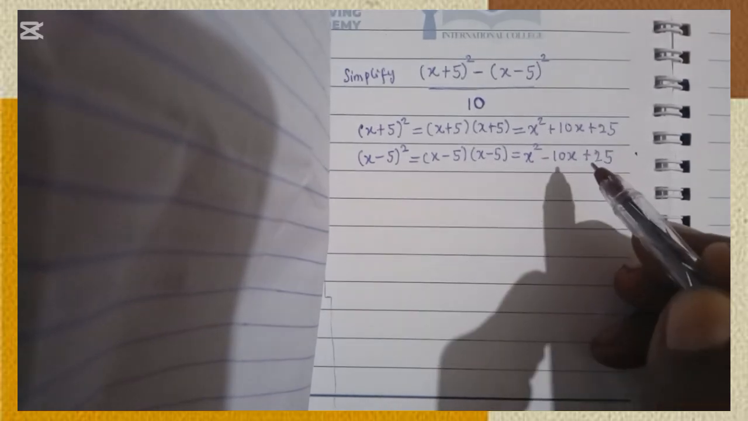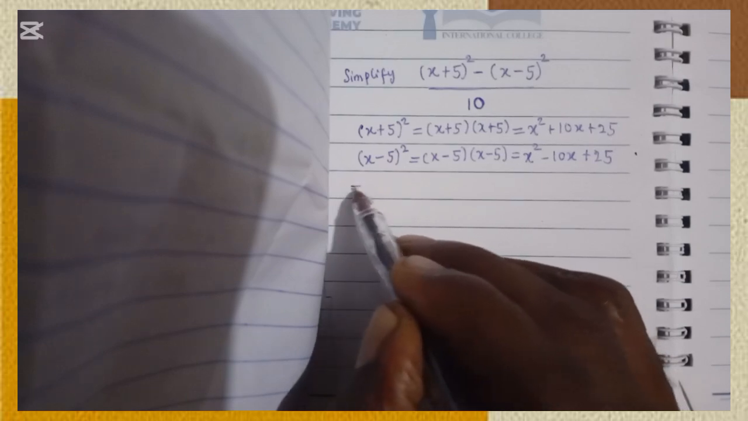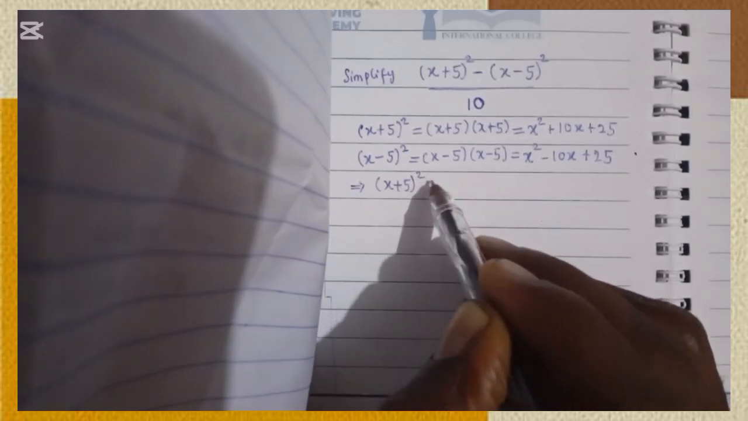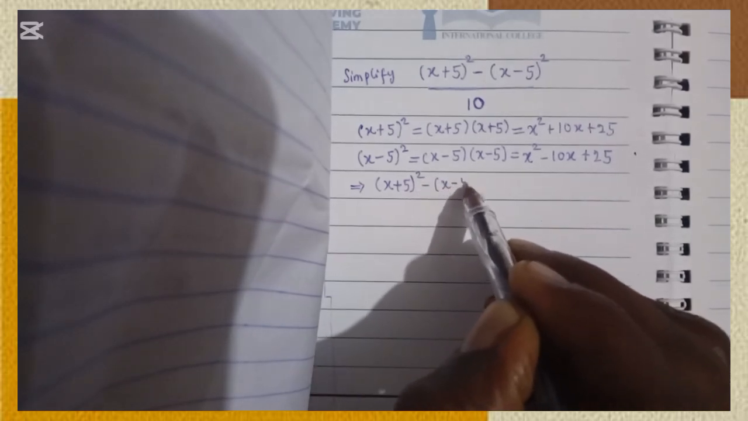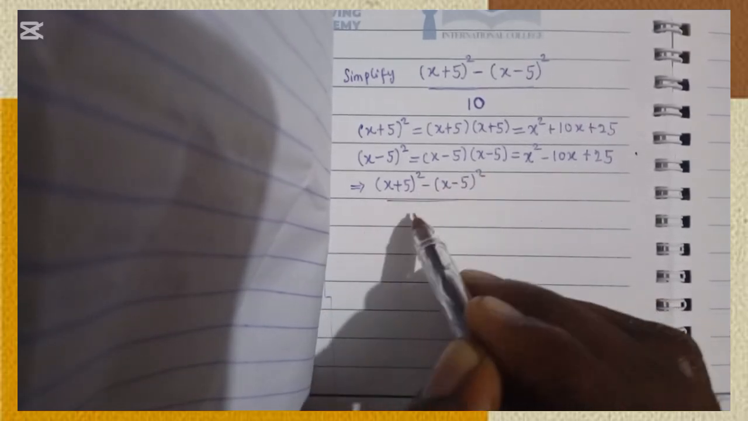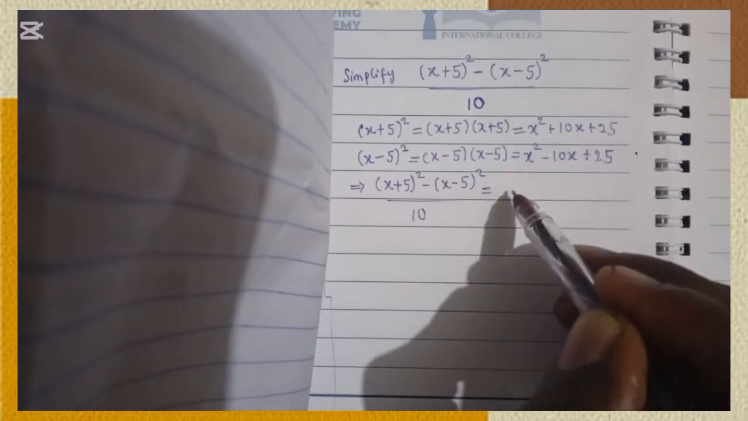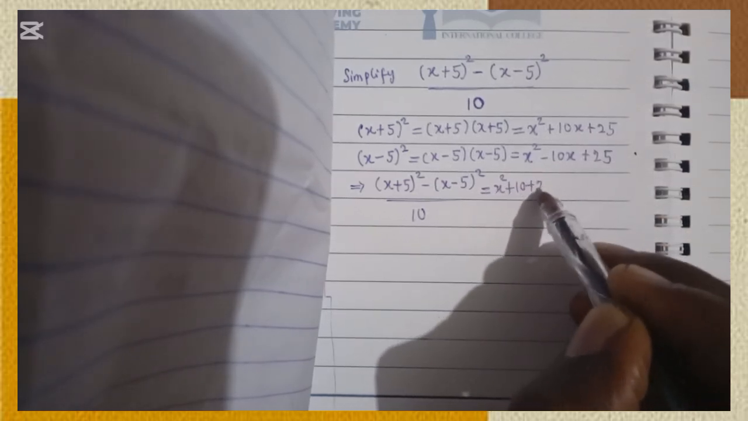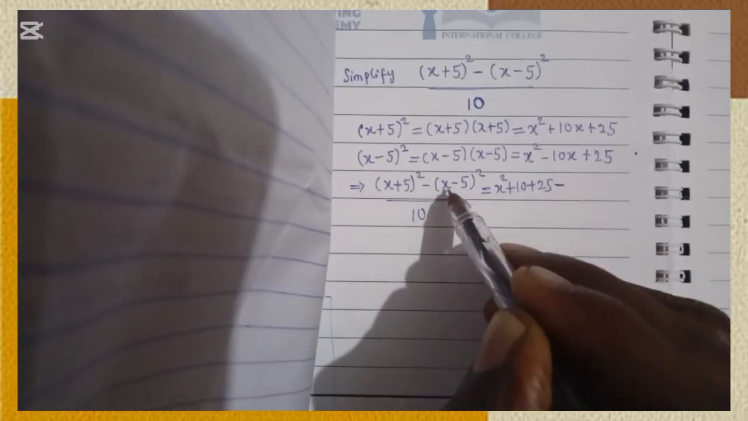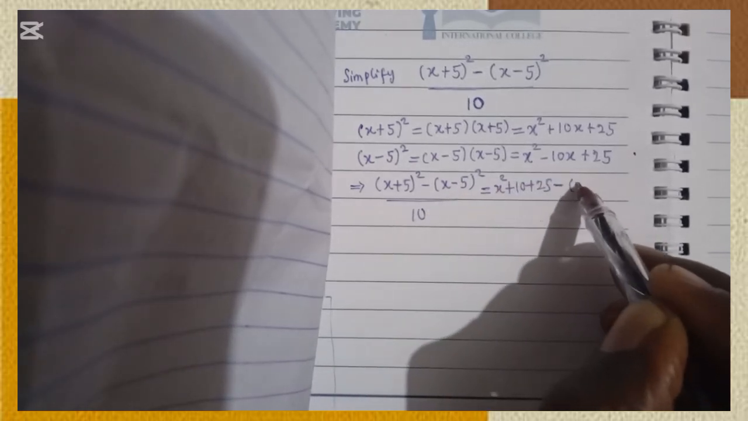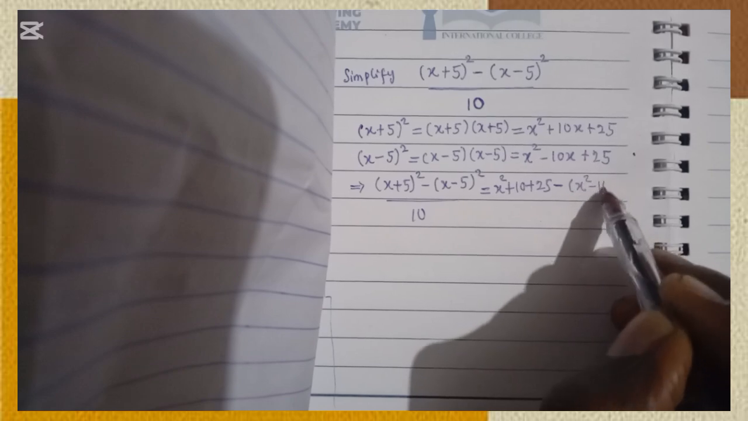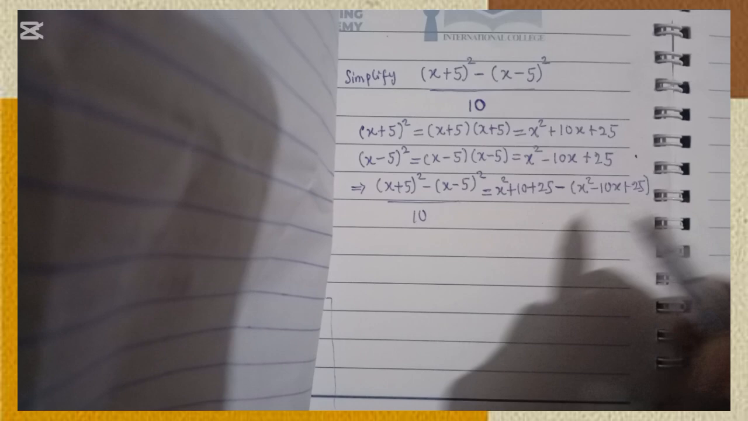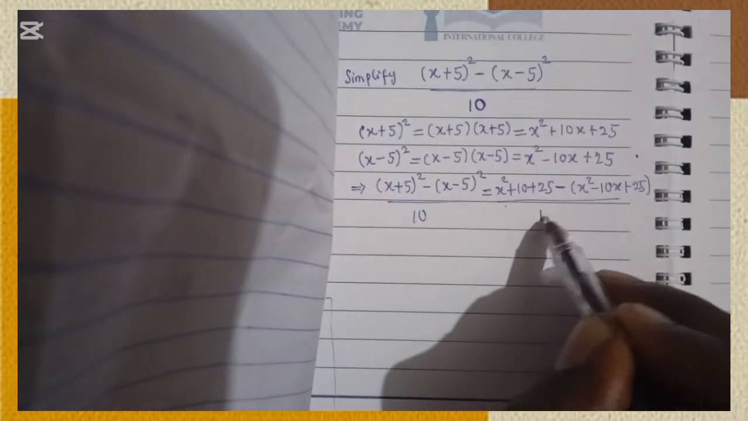All right. So our original expression, x plus 5 to the power of 2 minus x minus 5 to the power of 2 over 10. This becomes x squared plus 10x plus 25 minus this entire expression here, which is x squared minus 10x, okay, plus 25, and you close the bracket, and then what you are left with is over 10.